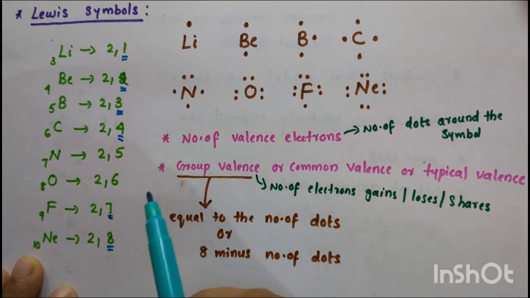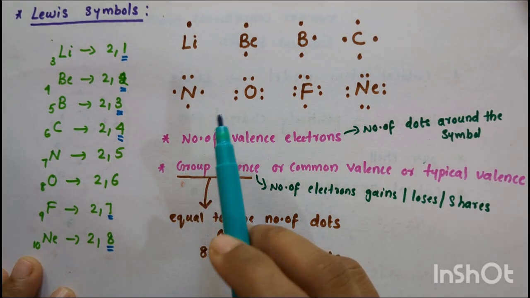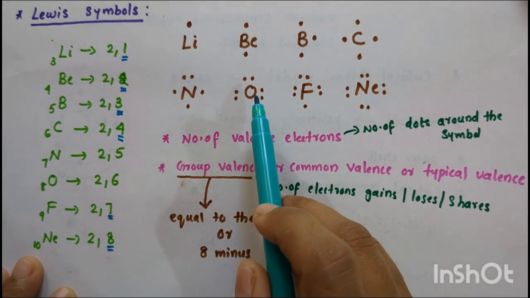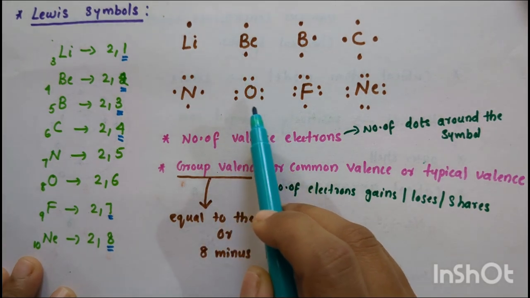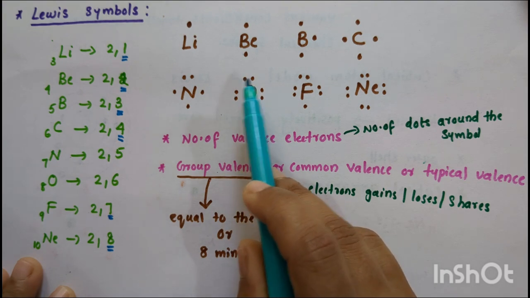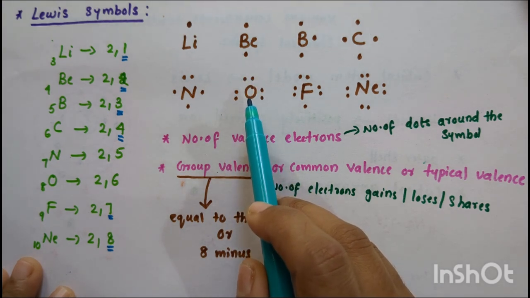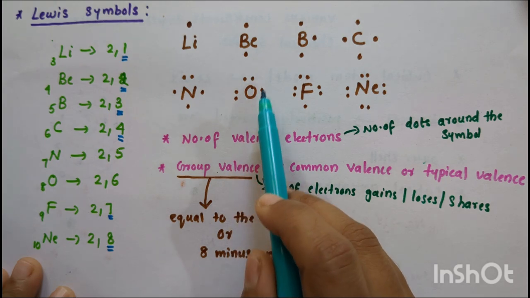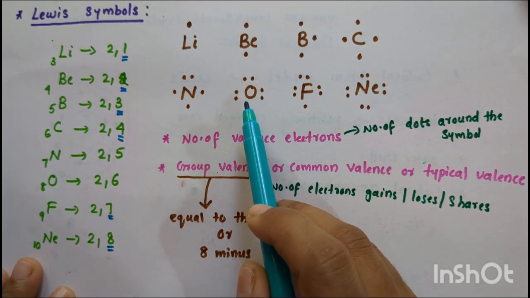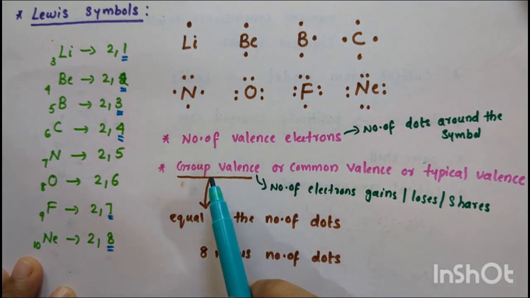Now, let us see the significance of Lewis symbols. The number of dots around the symbol actually represents the number of valence electrons. So, when you consider oxygen, this is the Lewis symbol for oxygen. How many dots are there around this letter O? 2, 4, 6. So, the number of dots around the symbol O actually represents the number of valence electrons. That is, the number of valence electrons for the oxygen atom is equal to 6.